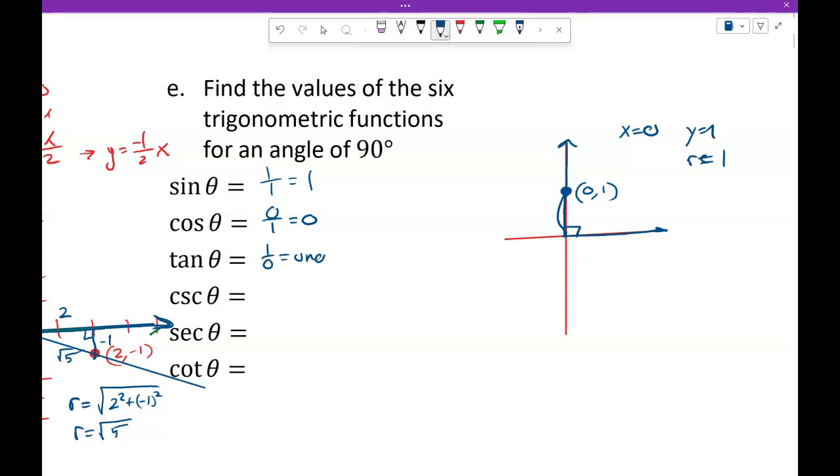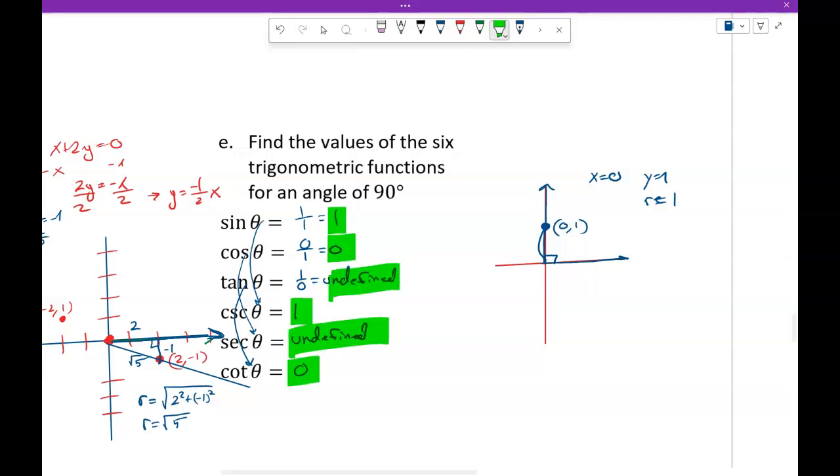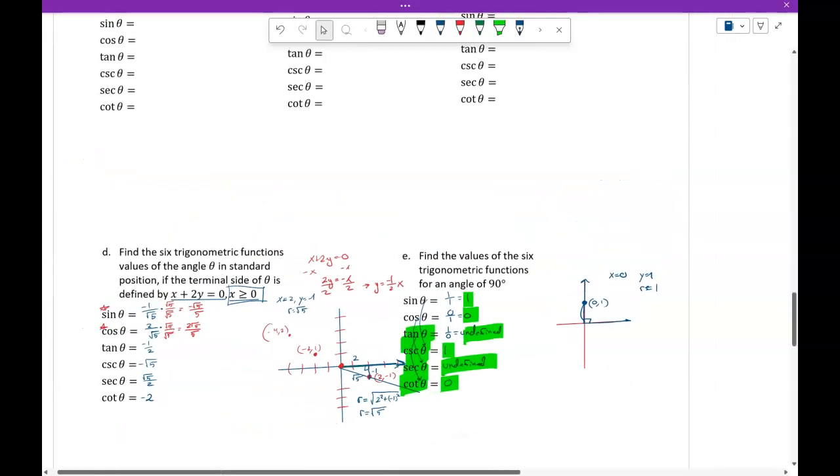tangent is undefined. The reciprocal of 1 is 1, the reciprocal of 0 is undefined, and the reciprocal of something that's undefined is 0. Again, this is a quadrantal angle, so we see that property where all the values are either 1, 0, undefined, or negative 1, and 2 of these 4 functions are undefined. And there's our basics of our trig functions.